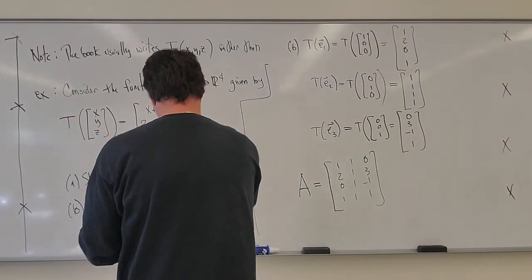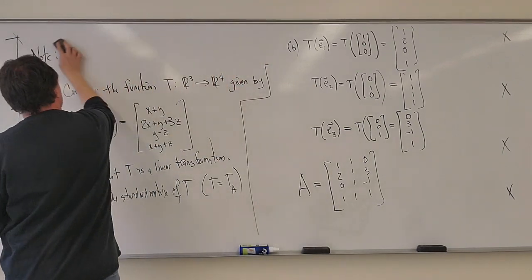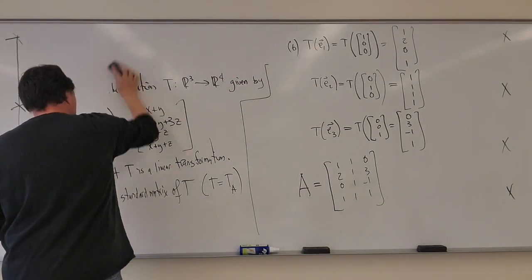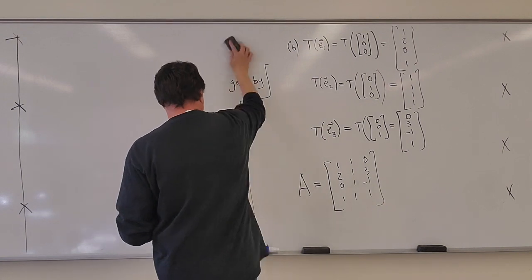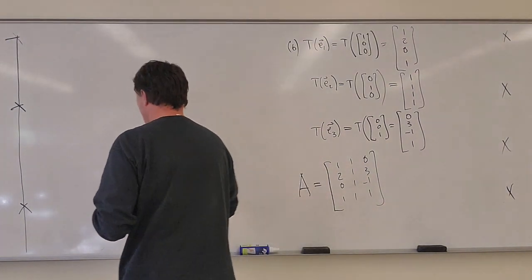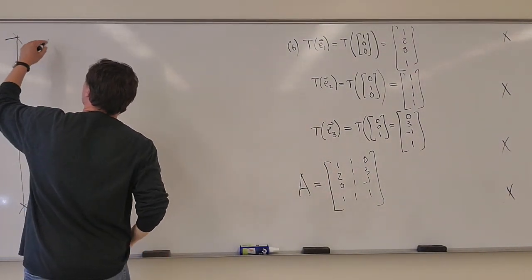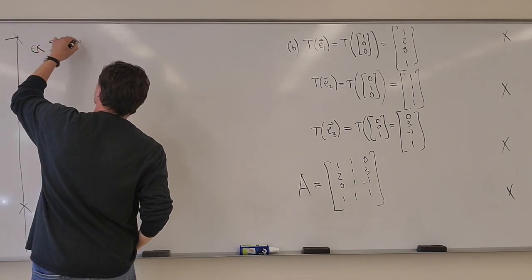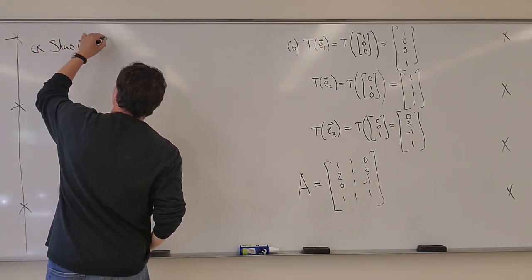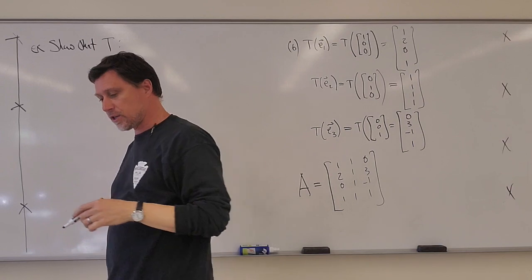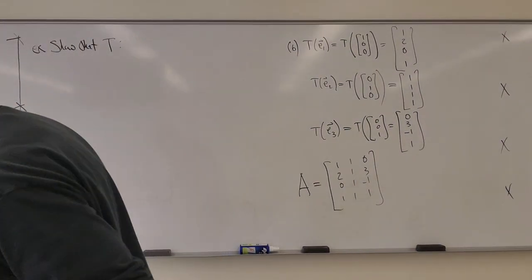I'm going to do a couple more examples. So, next example. I want to show that the transformation here, this is going to be T from R2 to R3.